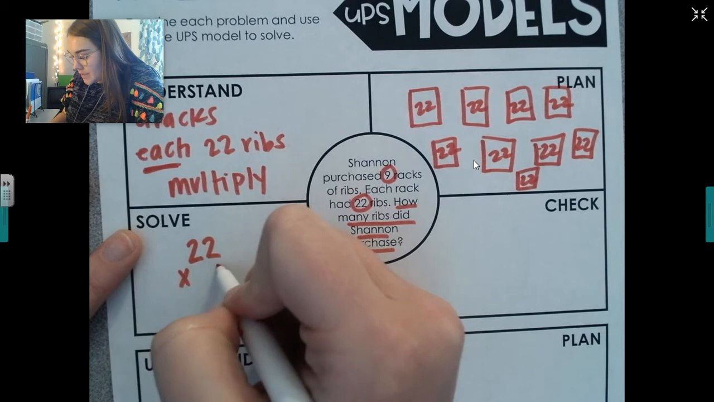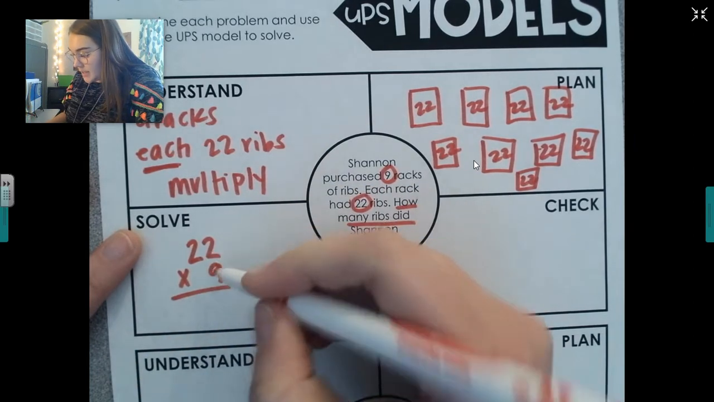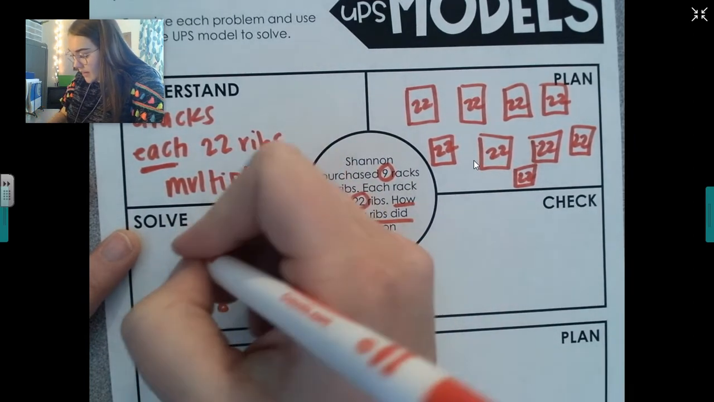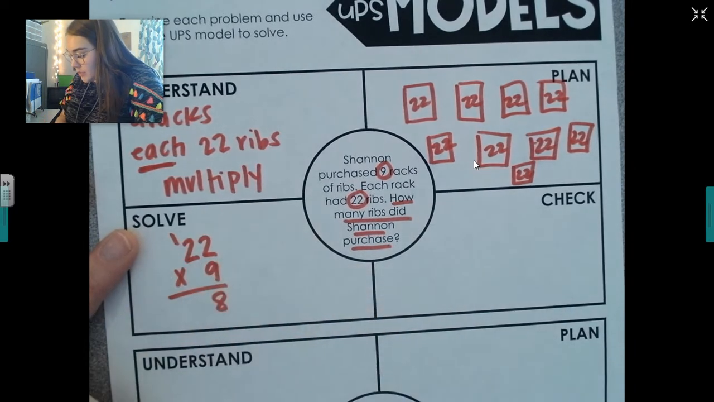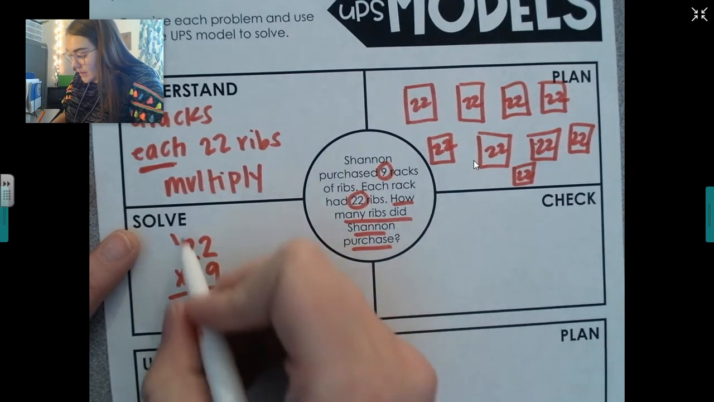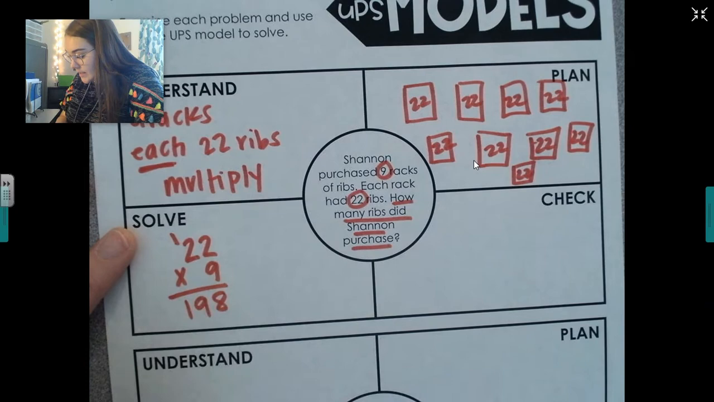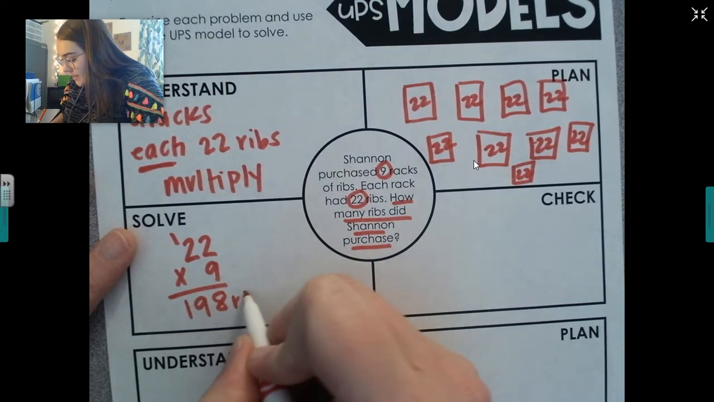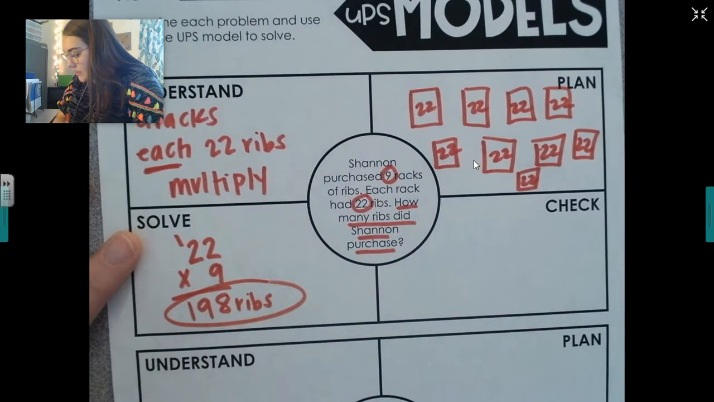22 times 9. I know 9 times 2 is 18. Put my 8 and carry my 1. 9 times 2 is 18 plus 1 is 19. So I have 198 ribs, and I'm going to circle my answer.